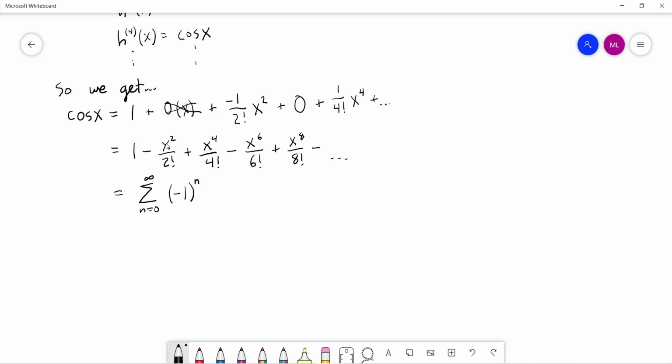And then you can see that the powers, if you think of this as n equals 0, n equals 1, 2, 3, 4, and so on, the power of x is always double whatever n is. So we're going to have x to the 2n, and then we're going to divide by that exact same number, factorial, so 2n factorial. So this is our representation of cosine. This is going to be an important one to know.